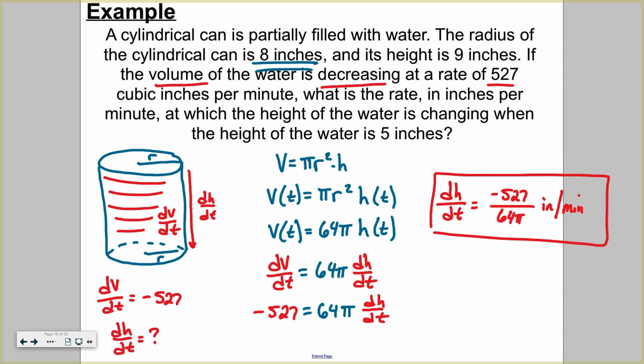And one thing to point out, you'll notice that the height of the water is 5 inches. We never needed to use that. So in this case, depending on how you solve this particular problem, you might have used that information, but in this case, it's not necessary.